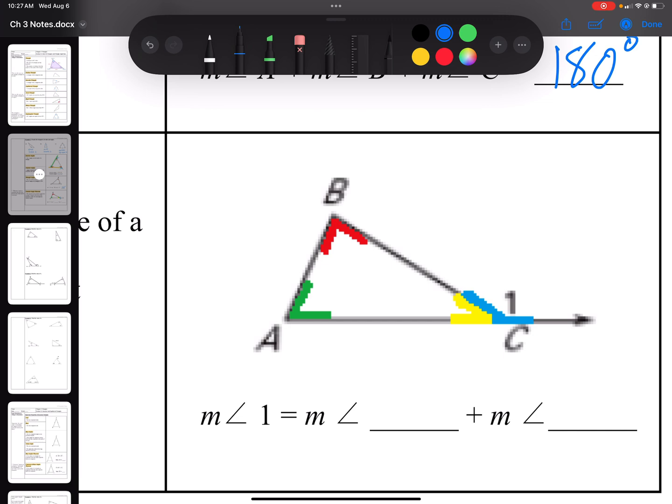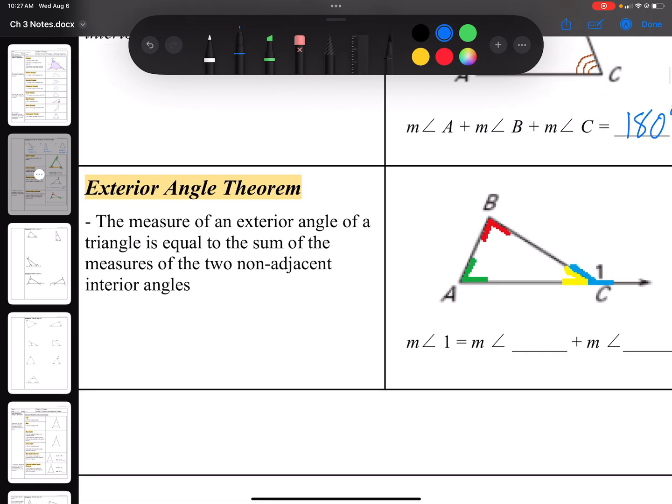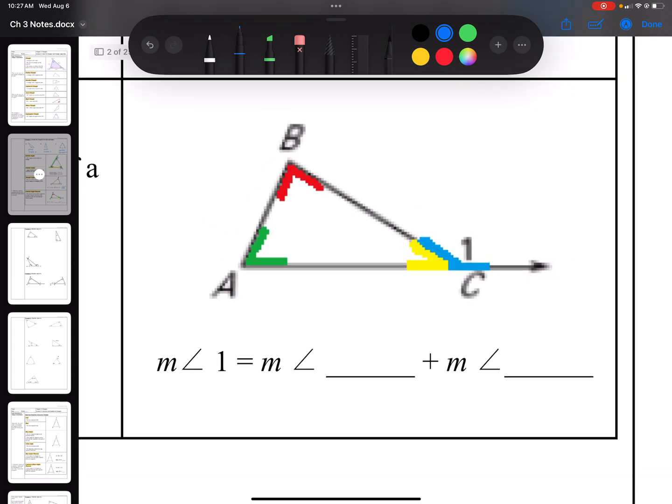Now, the way the exterior angles work is that the measure of an exterior angle of a triangle is equal to the sum, which means you add together, of the measures of the two non-adjacent interior angles. So you add together the two angles on the interior of a triangle that's not attached to the exterior angle. So I'm looking at this diagram. What is attached to the blue angle? The yellow one. So I don't want to use that. The exterior angle is equal to the sum of the two non-adjacent, meaning angle A and angle B. Because A is not attached to the exterior angle and neither is B.